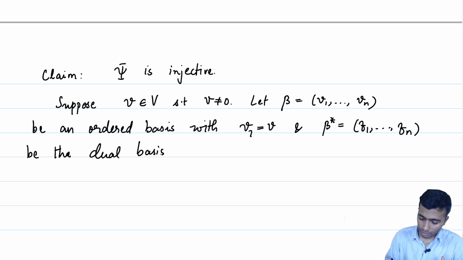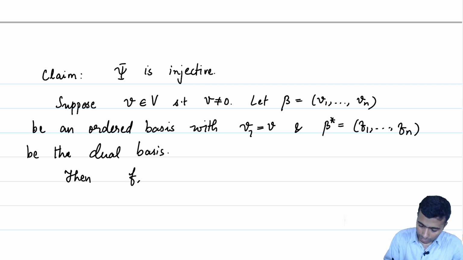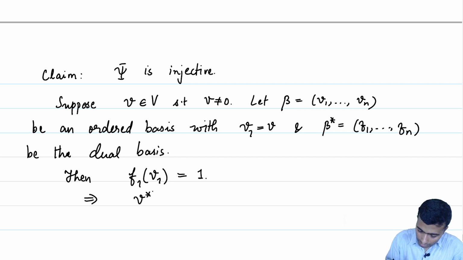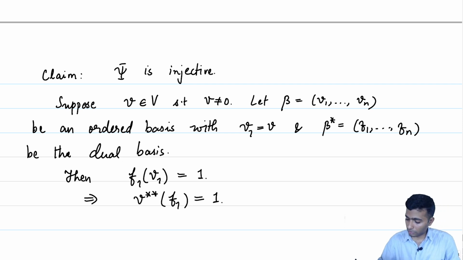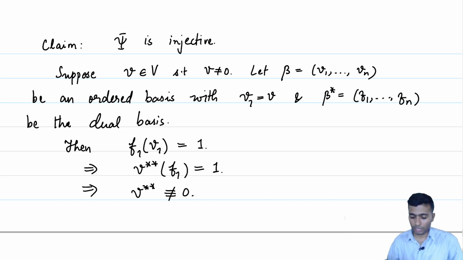corresponding to beta. But what is the property of the dual basis? If you consider F1, F1 satisfies some nice properties. Then F1 of V1 is equal to 1, but our V1 is V, and F1 of V1, or F1 of V, is precisely equal to V star star of F1. This implies V star star of F1 is equal to 1. And what does this imply? The meaning of this is that V star star is not equal to the 0 element.